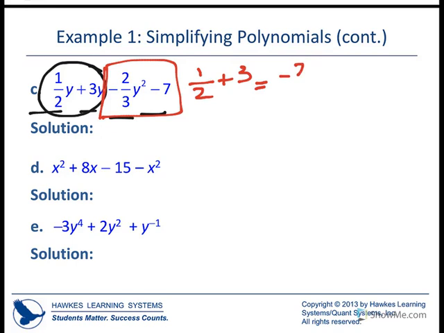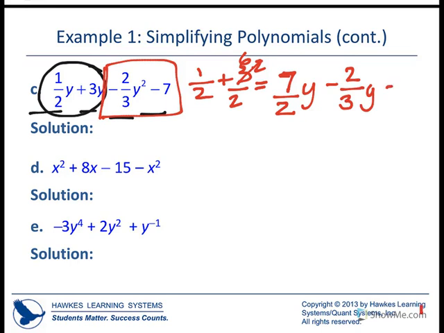Sorry, I'm writing that wrong. It's going to give us 7/2. Because remember, we have to have common denominators. Then we have to make this a 6, and then 1 plus 6 is going to give you 7. So 7/2 y. Okay, and then we get minus 2/3 y squared minus 7.